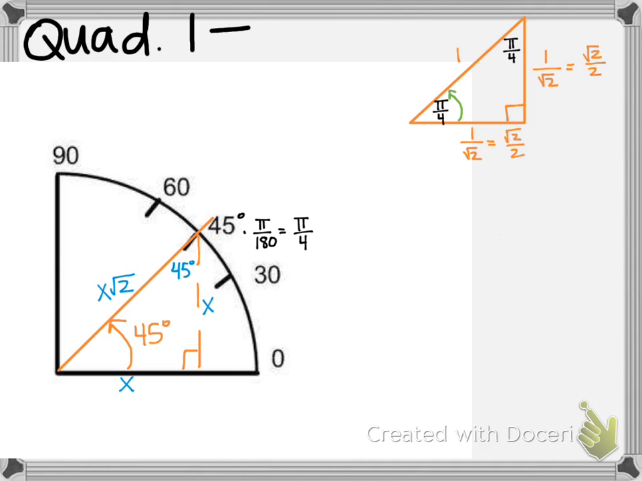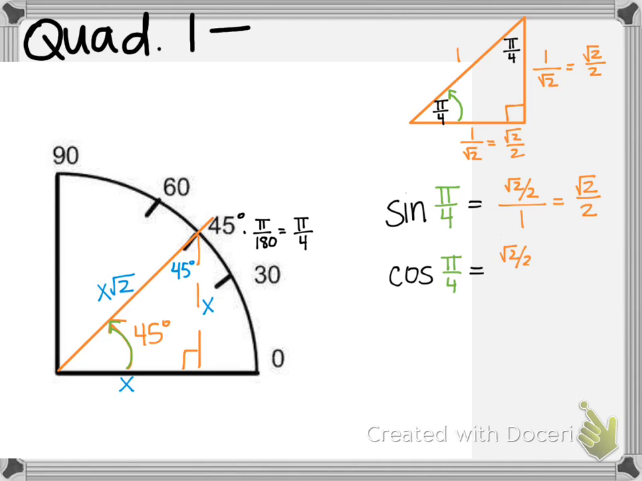Now, we can consider this angle, that 45 degree angle, which is pi over 4. I can find sine of pi over 4, which is opposite over hypotenuse. I could find the cosine of pi over 4, which is adjacent over hypotenuse. And I could find the tangent of pi over 4, which is opposite over adjacent.